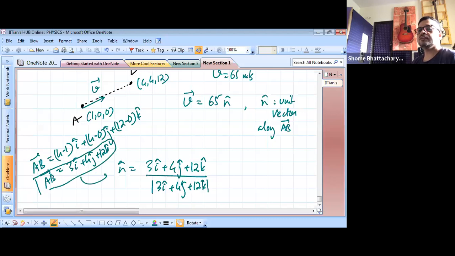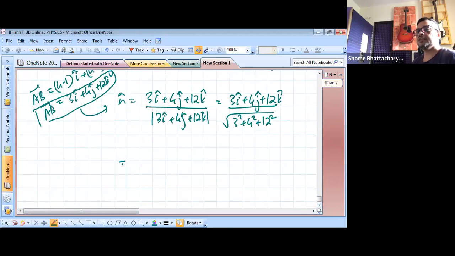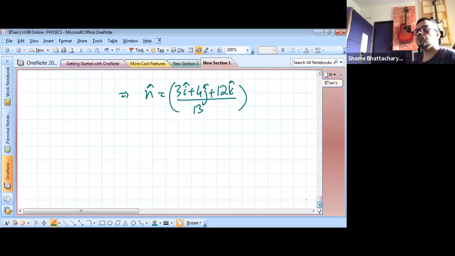तो उसका यूनिट वेक्टर अब क्या होगा? वेक्टर डिवाइडेड बाय इट्स मैग्नीट्यूड, so that is 3i plus 4j plus 12k divided by its mod, which is root of 3 square plus 4 square plus 12 square, which you will see will be 13. So that unit vector is nothing but 3i cap plus 4j cap plus 12k cap divided by 13. Okay.